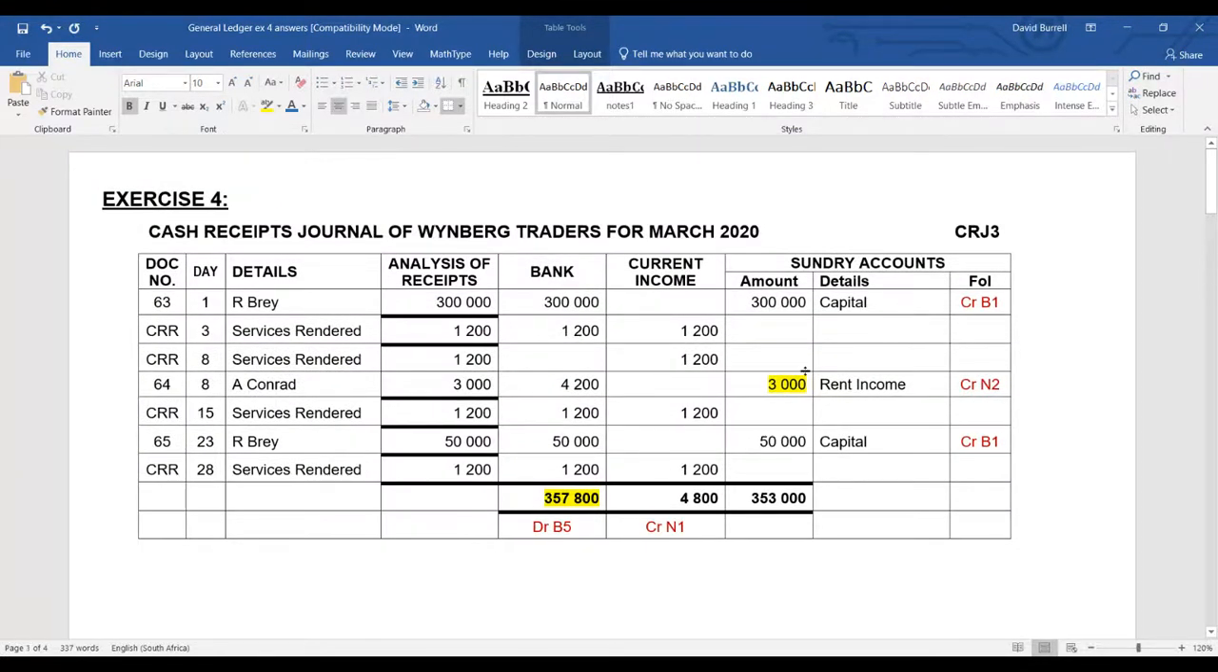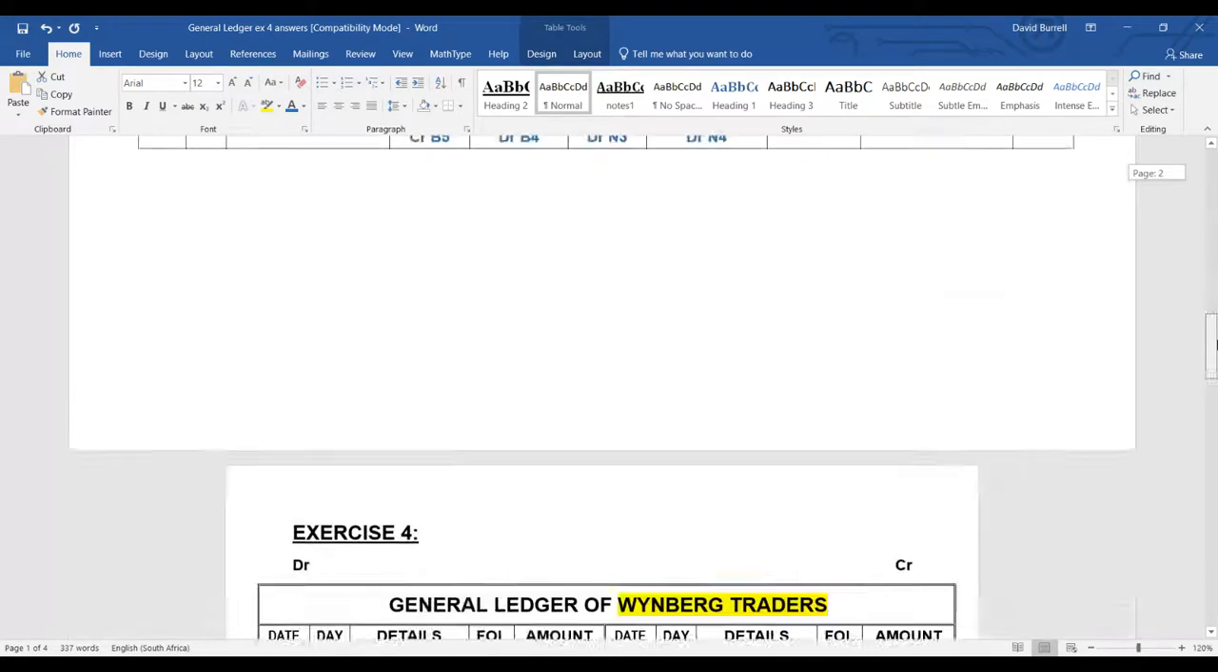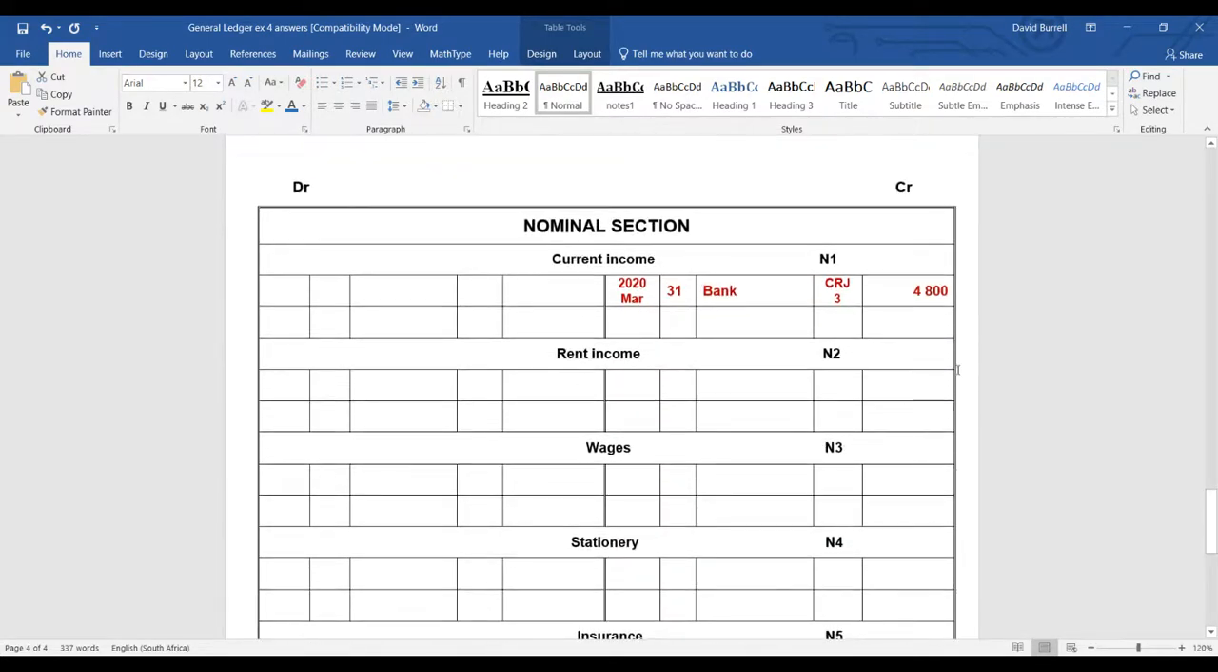Okay, going back, we've now got that 3,000 we worked out for rent income, credit side of account N2, but the date is important. It's the 8th of March that A. Conrad paid us that rent, or from the business's point of view, the business received that rent income from A. Conrad. 3,000 Rand to the credit side of account N2. Okay, so it's 3,000 Rand. Always, as I say, prefer to put the amount in first. 2020 March, okay, it was the 8th, the actual date. Bank, and then it's CRJ3.